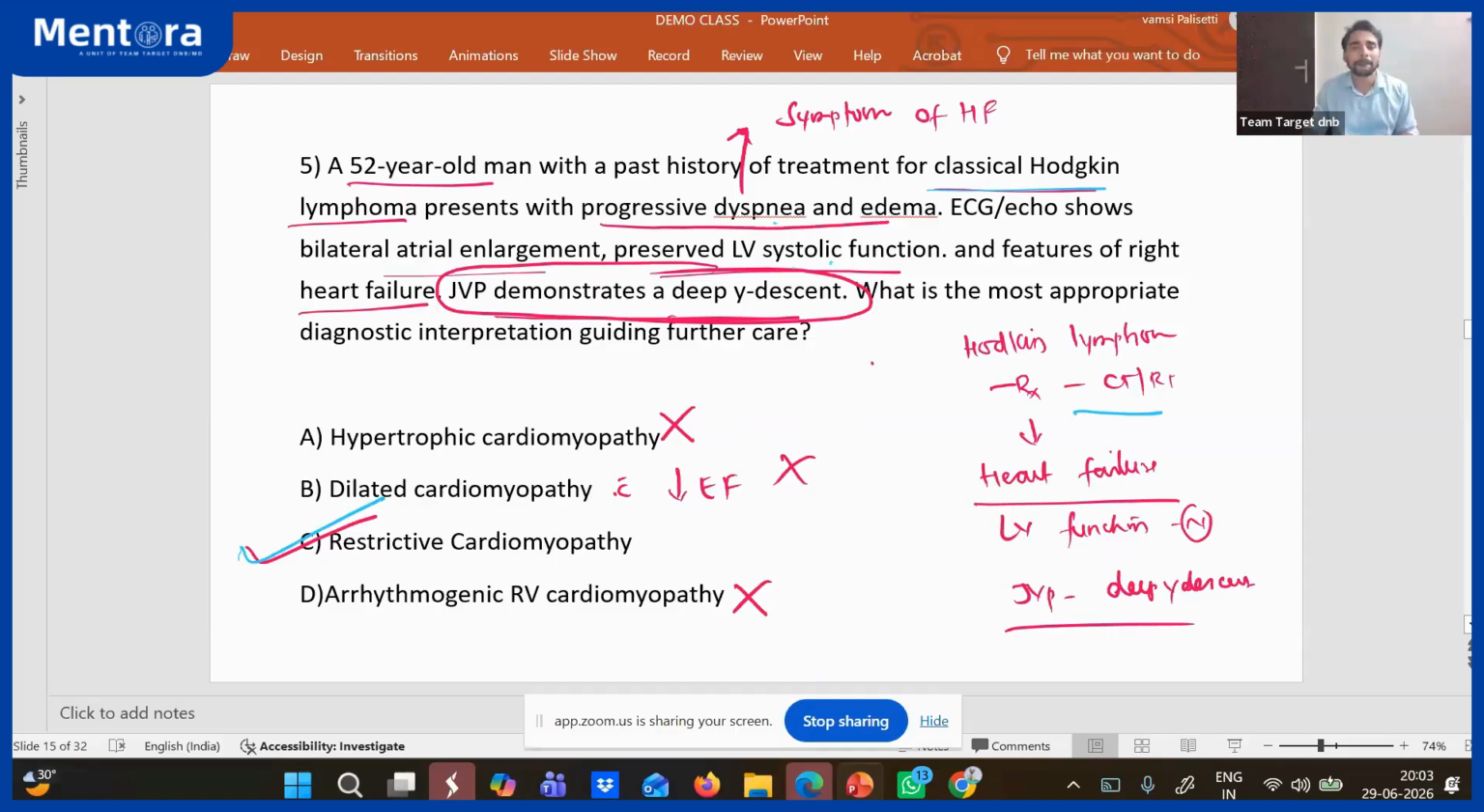Clear? Very simple question, just kept in 4-5 lines, they're making you confused in the exam, but really if you very peacefully read the question, it's very easy. Right? Okay, let's go to the next question.